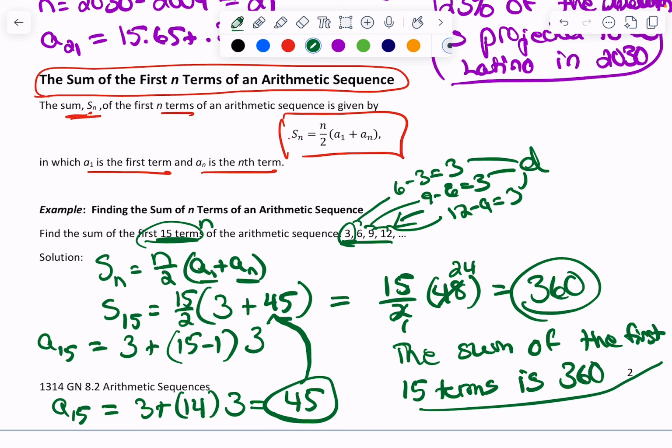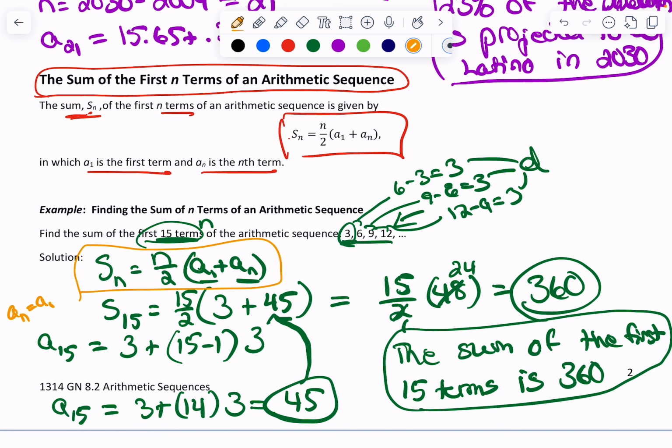Again, we needed two different things here when we did the calculation. We needed the formula for the sum, and then we needed the formula for the nth term, which was a sub n equals the first term plus n minus 1 times the common difference. So this was what we used right here. And when we calculated the 15th term, we could plug that back into the sum and get our sum.